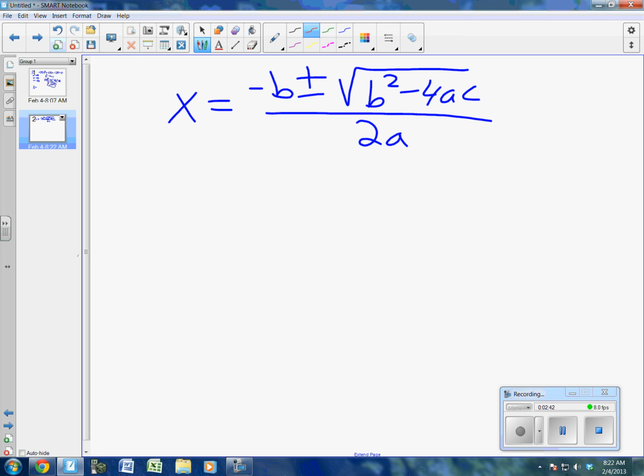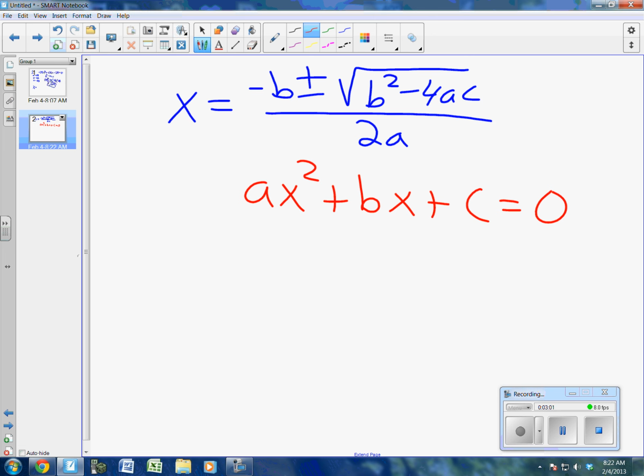Okay. Here's the quadratic formula. Remember, it works on a quadratic equation that's set equal to 0 in this form right here. And we have to know what A, B, and C are. Okay? And so we are going to take one of the problems that we've done.